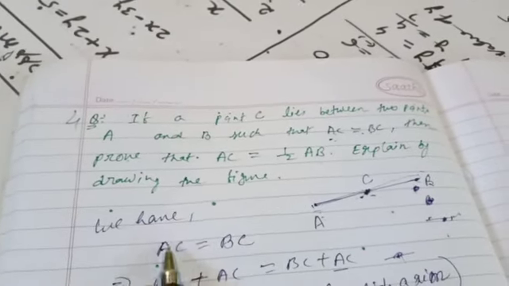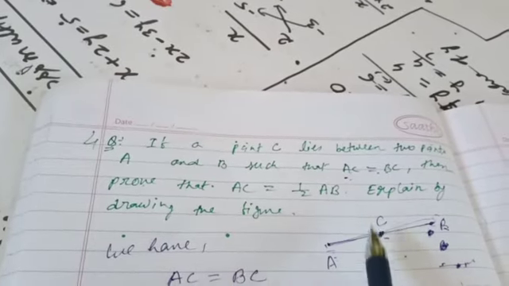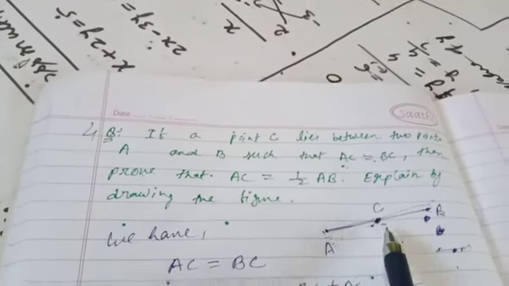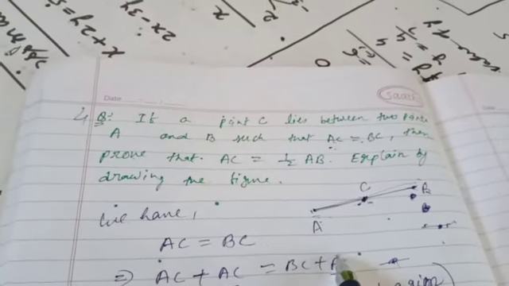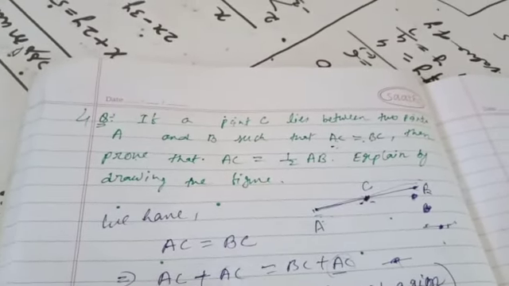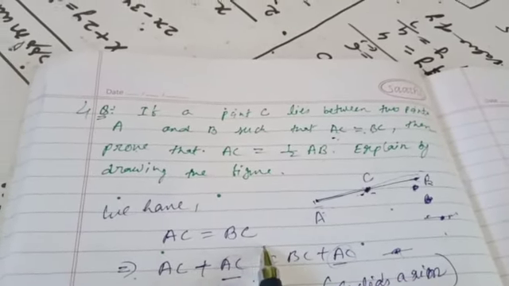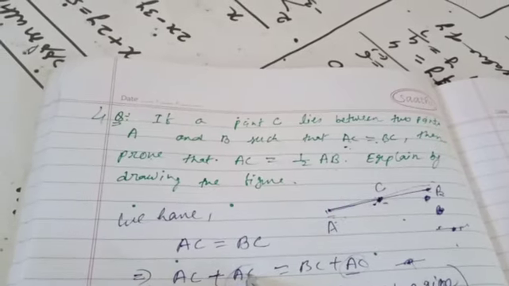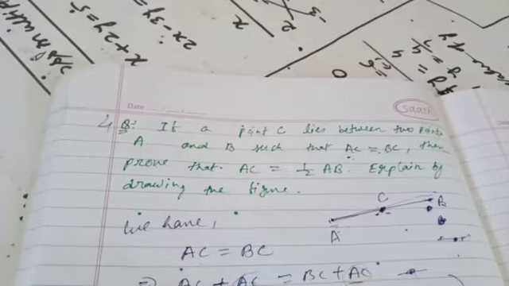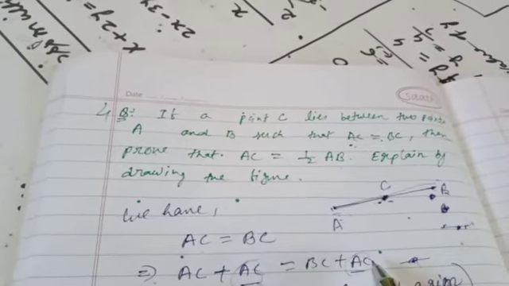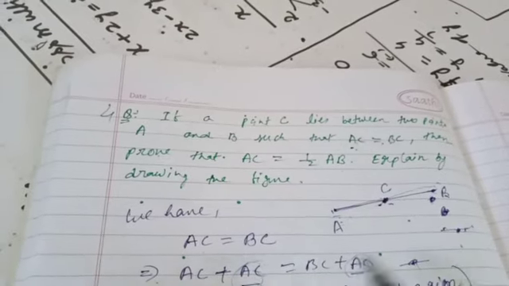So how to prove? We have AC is equal to BC. Now we have to add AC on both the sides. See, AC plus AC, and BC plus AC. Now you are thinking, what is this? This is according to Euclid's axiom, that if equals are added to equals, then the wholes are equal. Here we are adding equals, since AC is equal to AC and AC is also equal to BC. Also mathematically it is plain: when you transfer this AC to the left hand side, it becomes minus, then plus AC minus AC cancel.